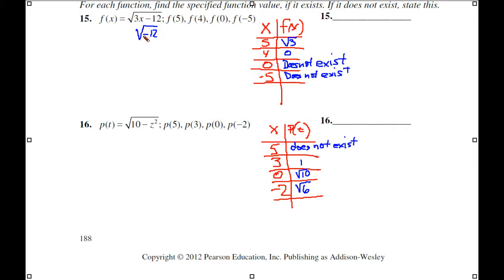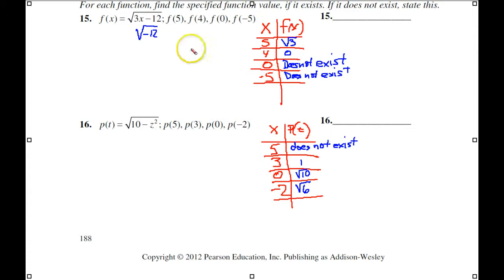Well, we have said that in order for something to be a real number, you cannot have under the radical sign with the second power, that is the square root, a negative, because there's no two numbers that when you multiply it together give you a negative. So this number does not exist as a real number.